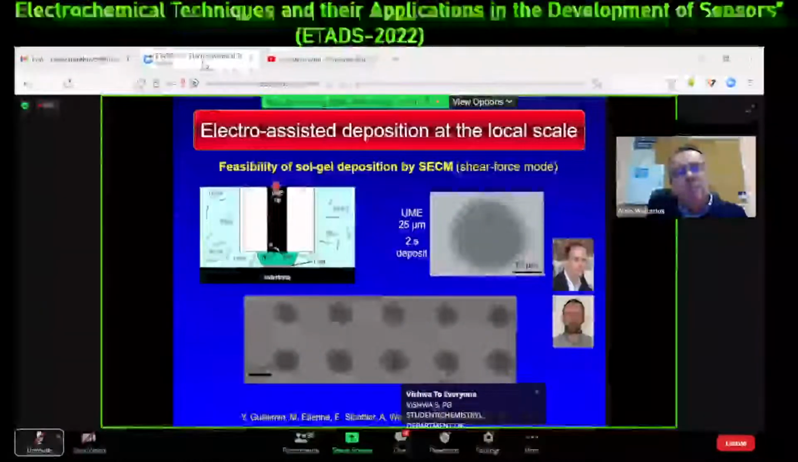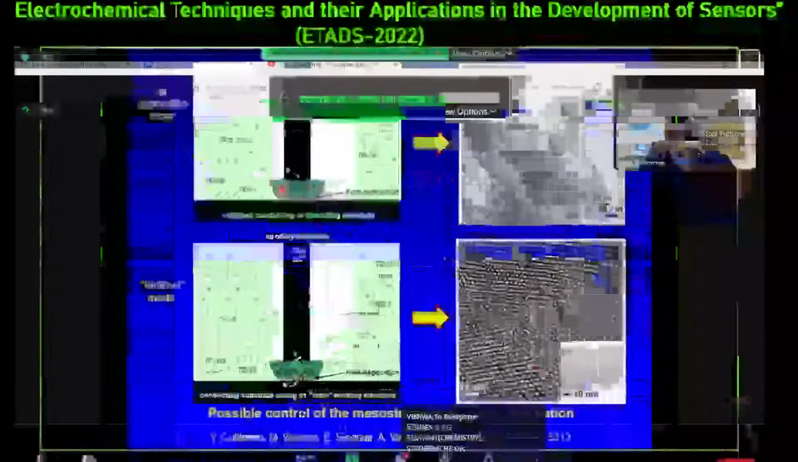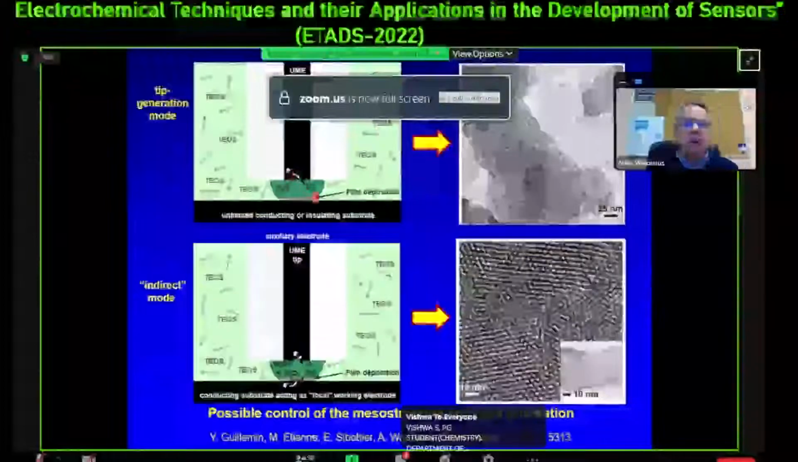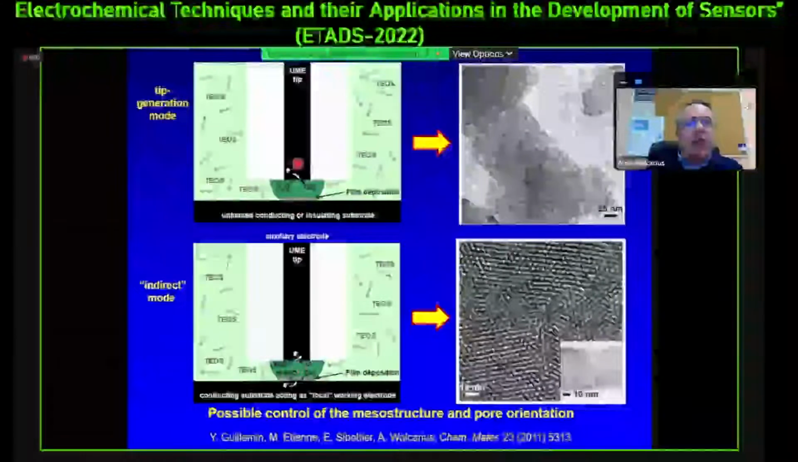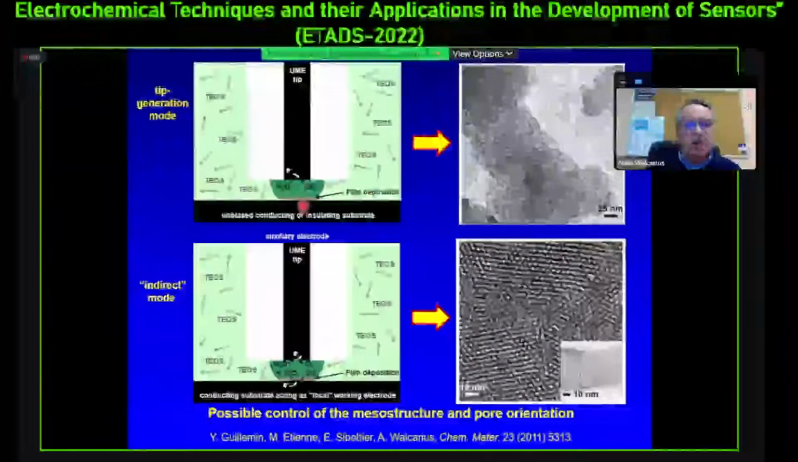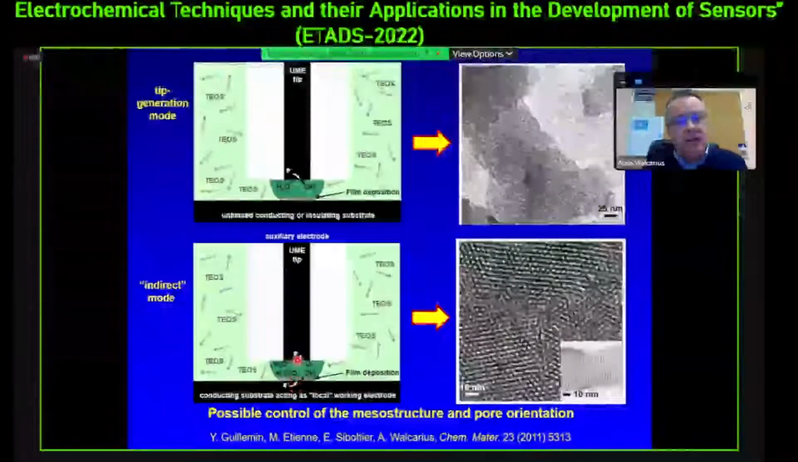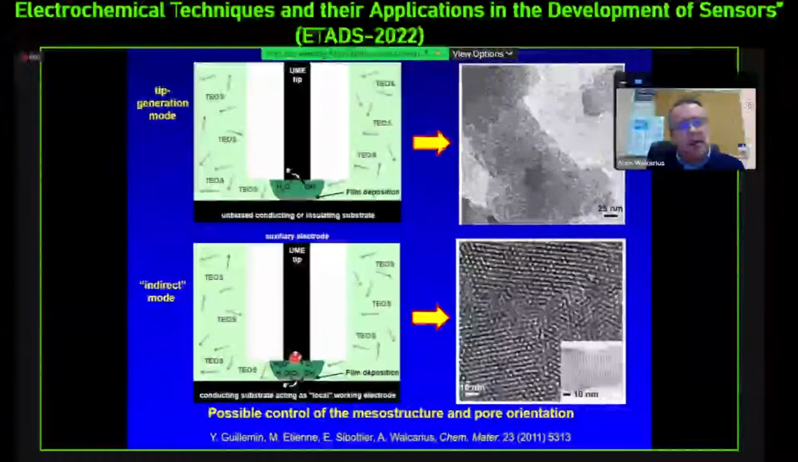using the tip as a working electrode or as a counter electrode. In both cases, we will generate the OH minus catalyst. But in one case, the ultramicro electrode is negatively charged and the support is positively charged. And in the other case, the support is negatively charged and the ultramicro electrode is positively charged.